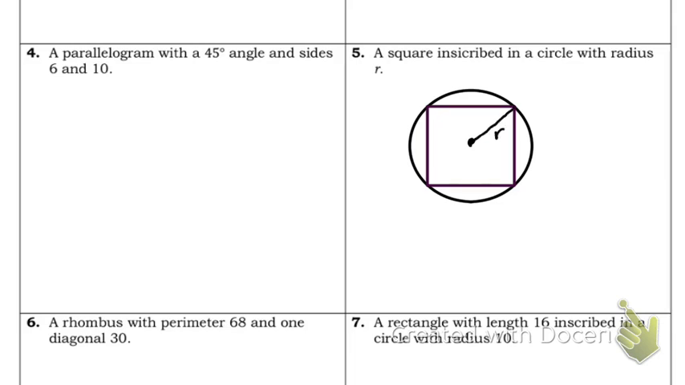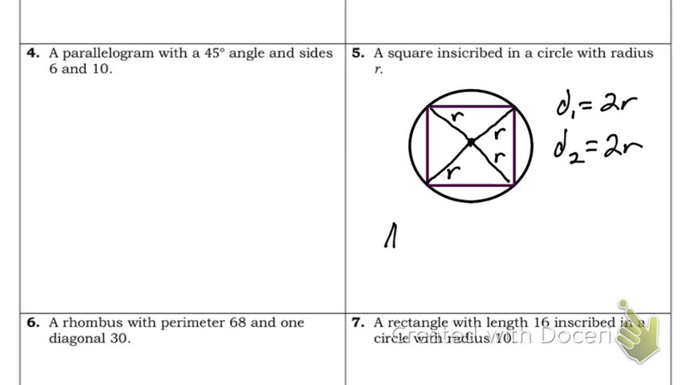We have a radius, which is length r. But guess what? The other side's r, and the other side, this one's r. So diagonal 1 equals 2r. Diagonal 2 is also 2r. But remember what I said during the lesson? A square is a rhombus. So our area would equal 1/2 diagonal 1 times diagonal 2. You plug those in, you'll have 2r times 2r, which would be 4r squared divided by 2. Our area is going to equal 2r squared.